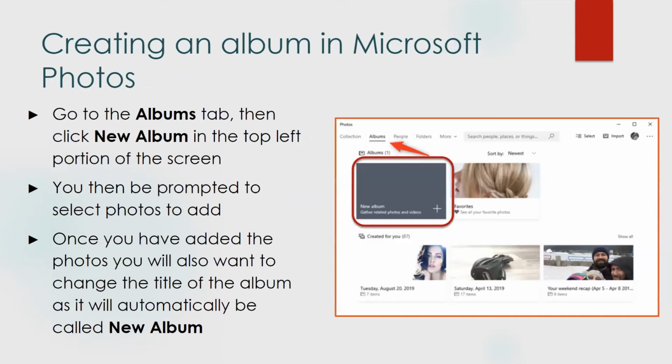Then, creating an album on Microsoft Photos: go to the Albums tab, then click New Album in the top left portion of the screen. You will then be prompted to select photos to add. Once you have added the photos, you'll also want to change the title of the album, as it will automatically be called New Album.